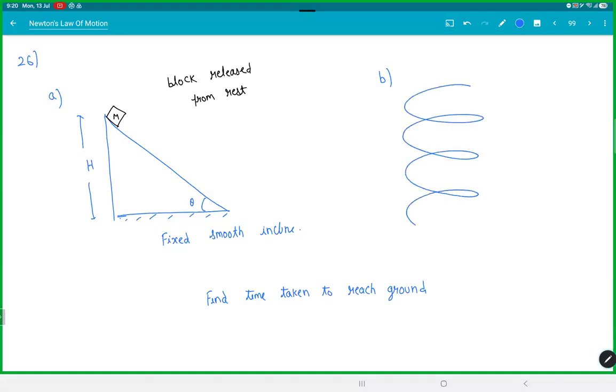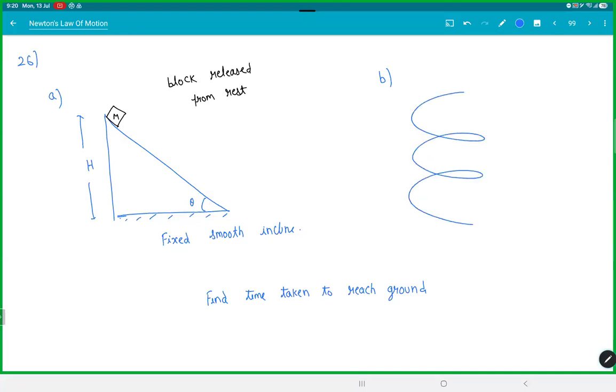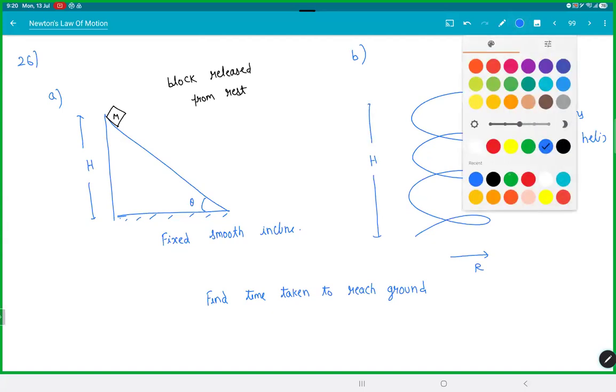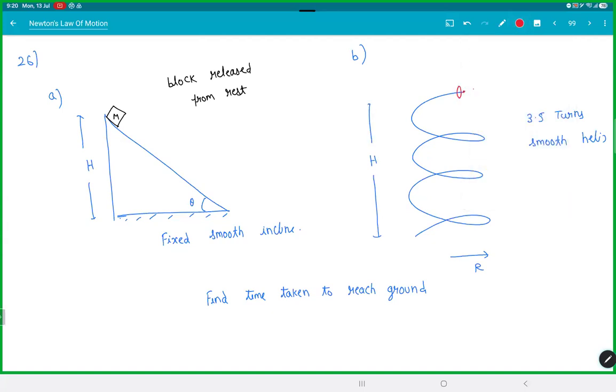Same question. So this is a 3.5 turns helix. The radius is r and the height is h. So you kept a ring here. So this is point A and this is B. So this is a ring which slides on the helix.